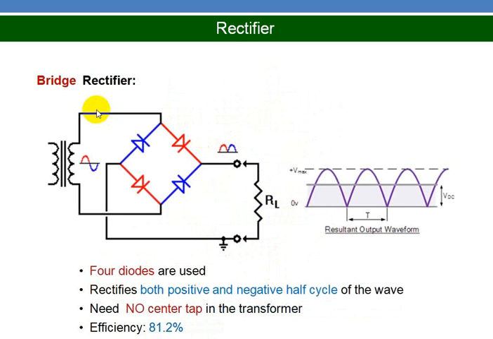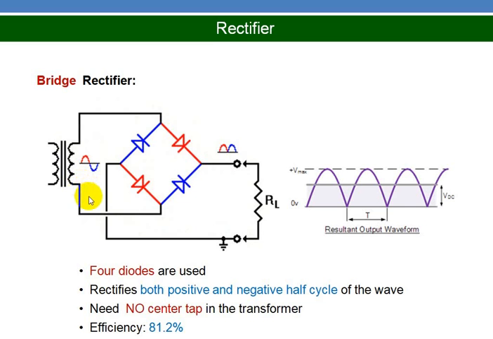Coming to the bridge rectifier, this bridge rectifier does not require a center tap transformer. Instead, we need 4 diodes. During positive half cycle, the red color diodes are conducting current. Current will be flowing through this diode, through the load resistance, and through this diode, returning to the lower terminal of the winding.